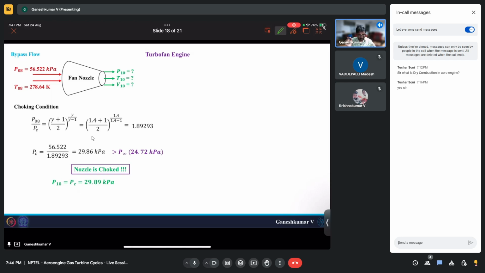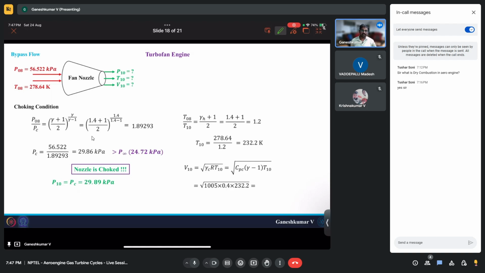Okay, and similarly you can do T08 by T10, which will be 1.2, and hence your T10 would be 232.2 Kelvin. And similarly, you can find V10, which will be same as sonic speed because the nozzle is choked, Mach number equal to 1, same arguments. And you can substitute these numbers here and you will end up having 305.52 meters per second.